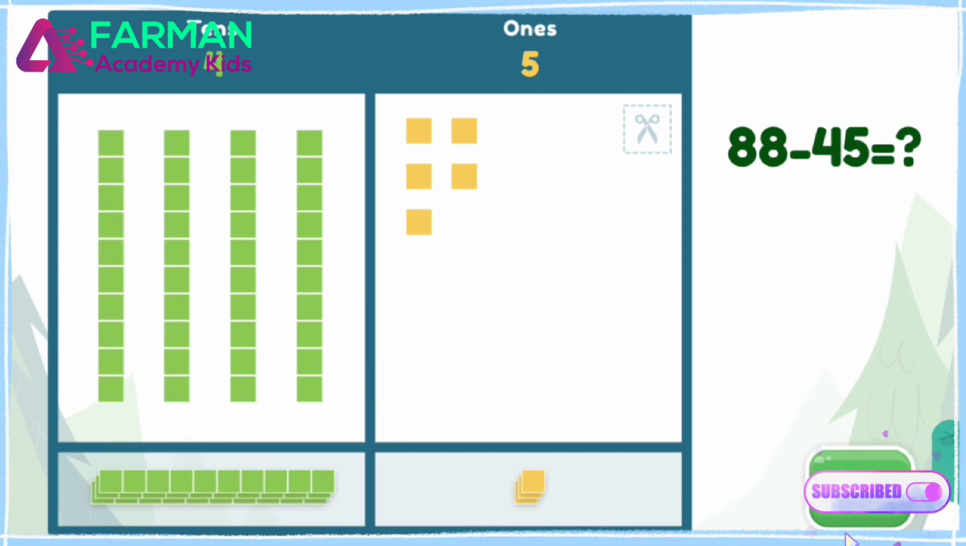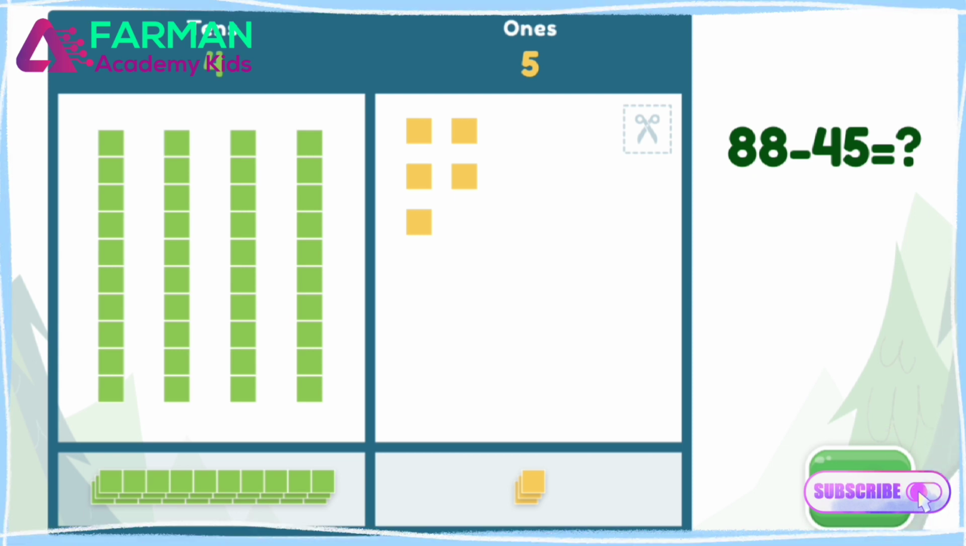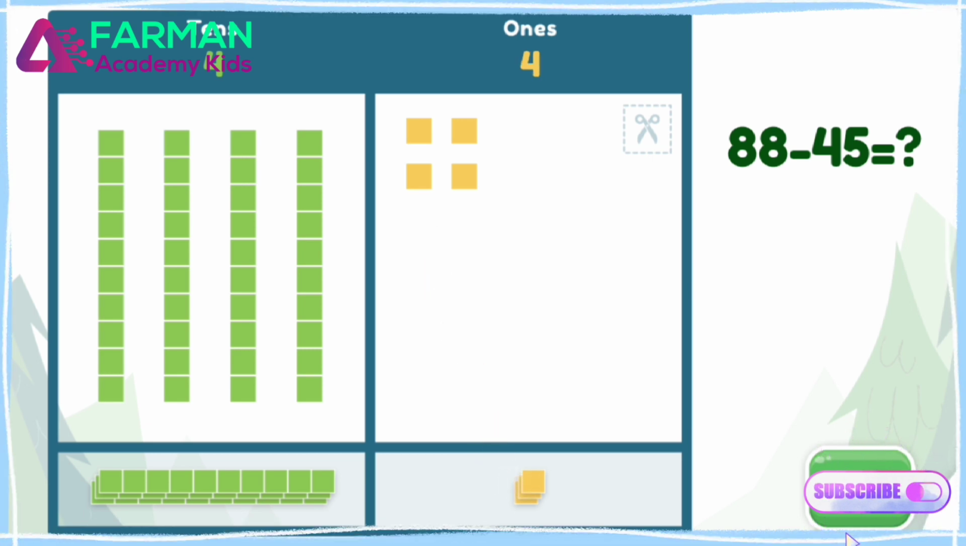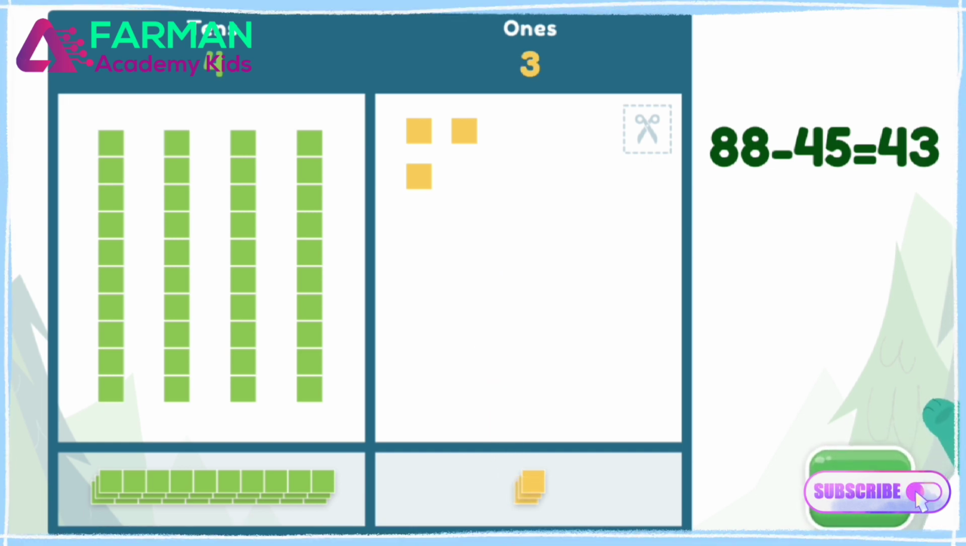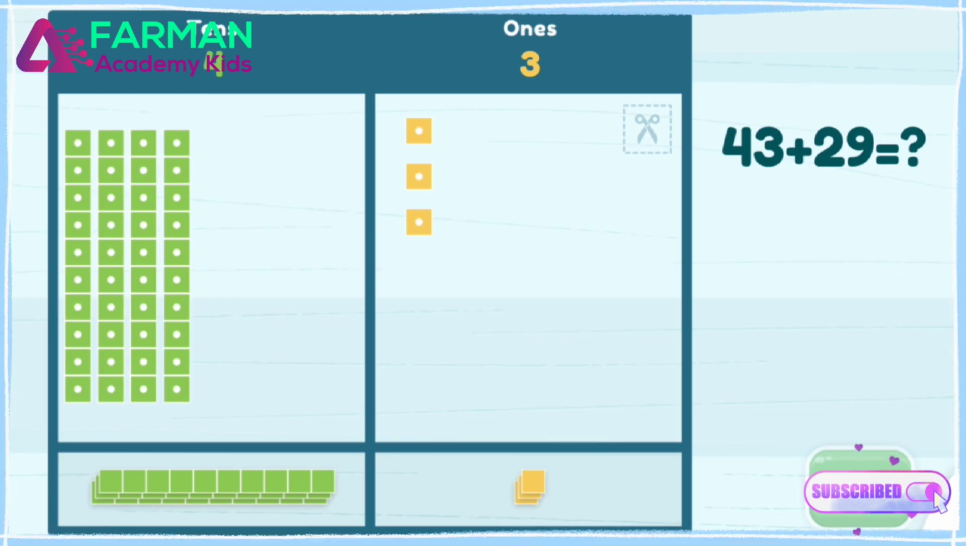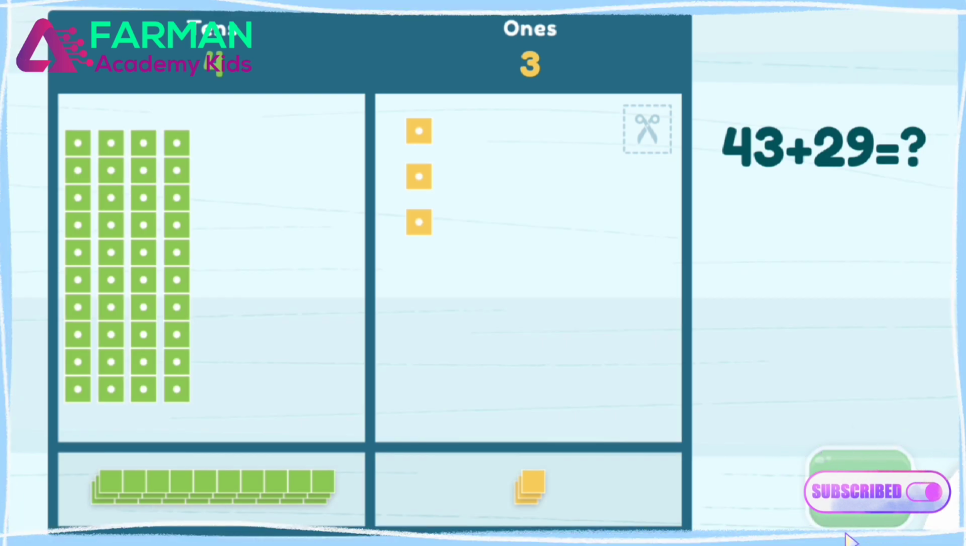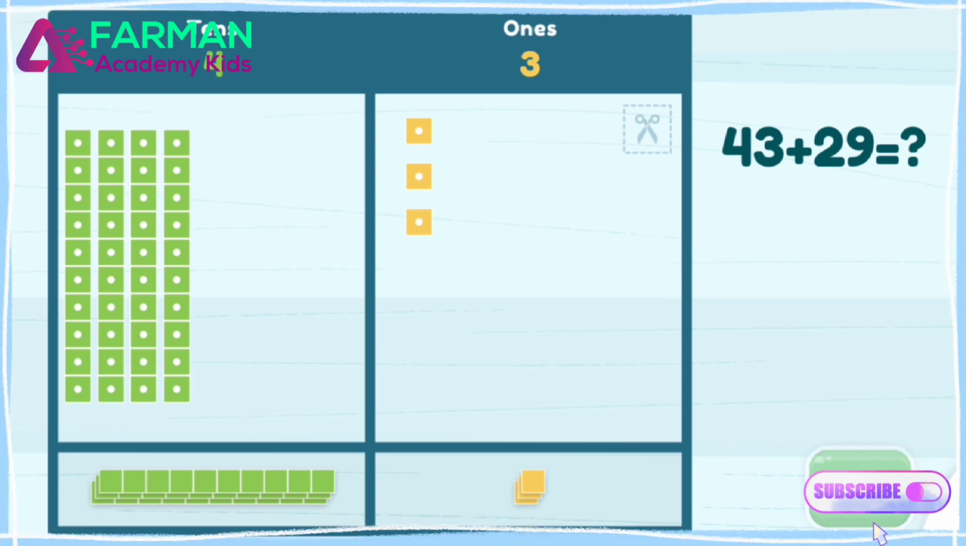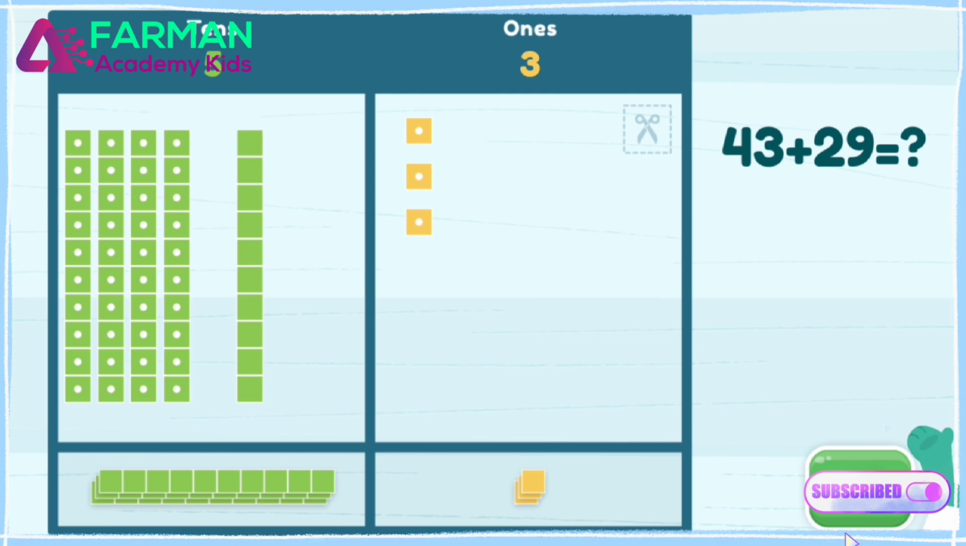Try again. You can do it. Let's solve this together. First, take away 5 yellow ones. Then take away 4 green. Nice! Use the rods and blocks to solve the equation.